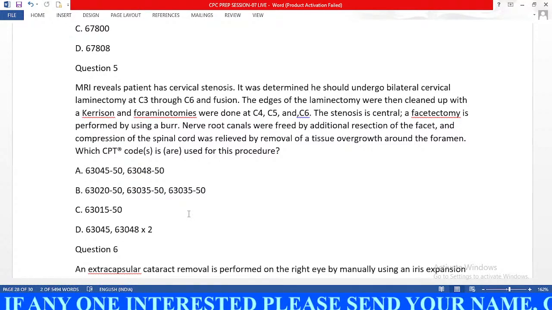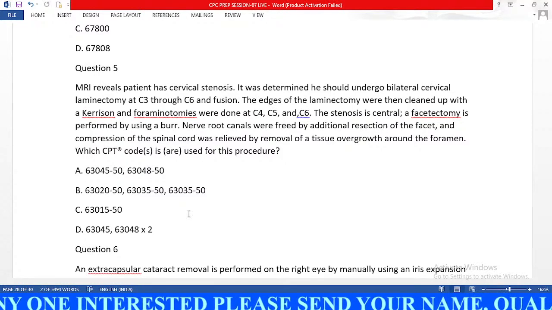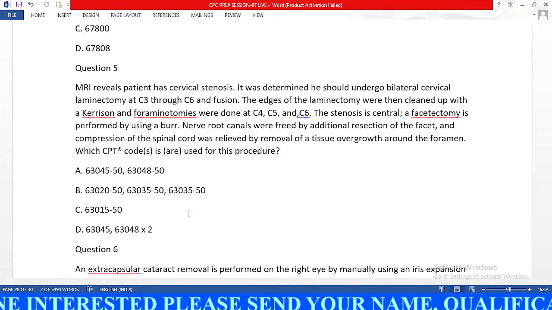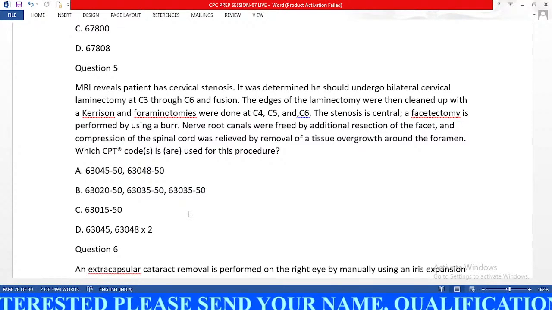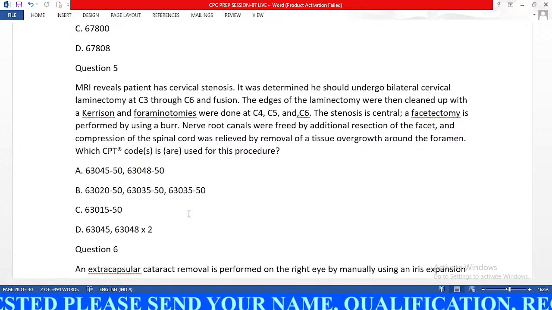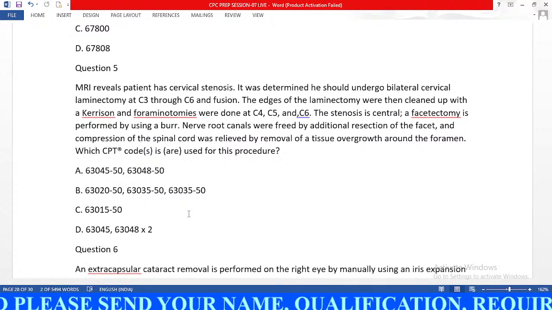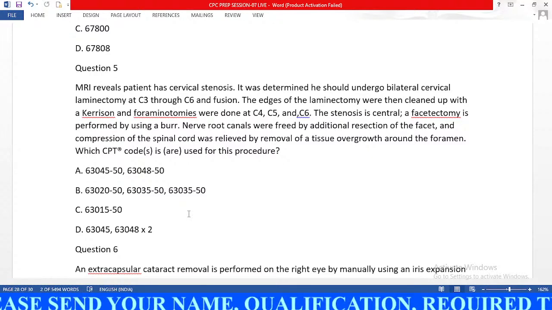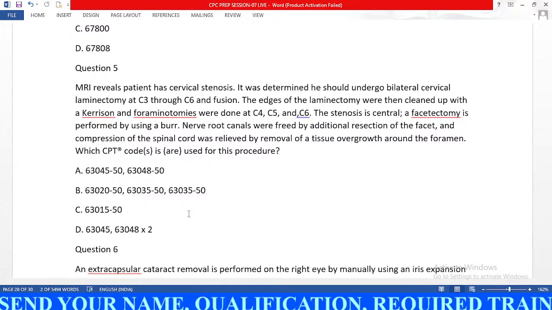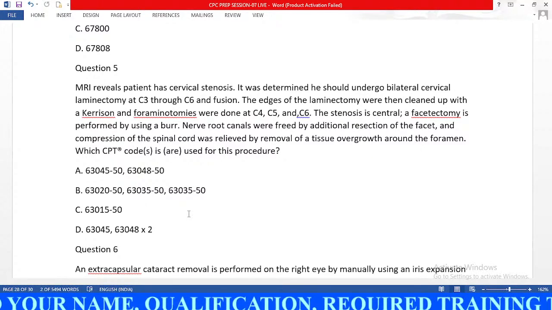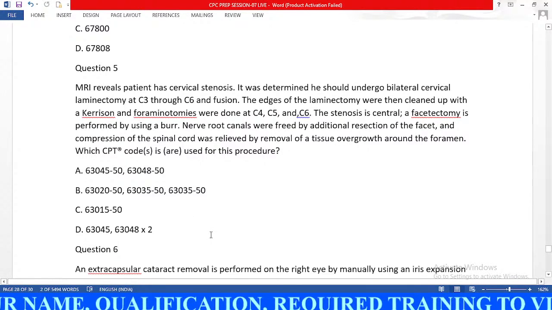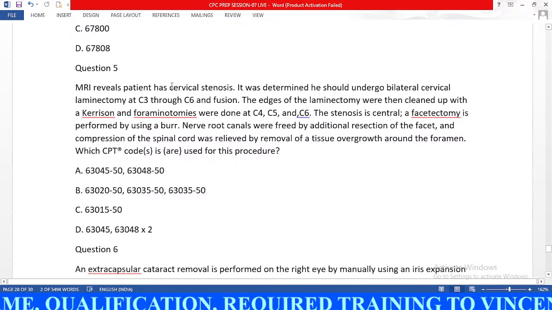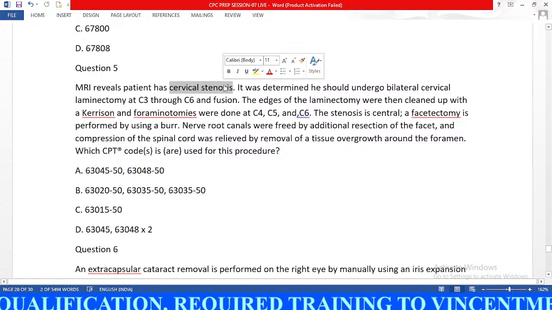So guys, now it is 10:18. We will discuss the answer. If you don't read correctly, no need to worry. Yeah, spine procedures are a little bit complex. So first we will check 630. So first of all, we will check our keywords. So what is the diagnosis here? Cervical stenosis.